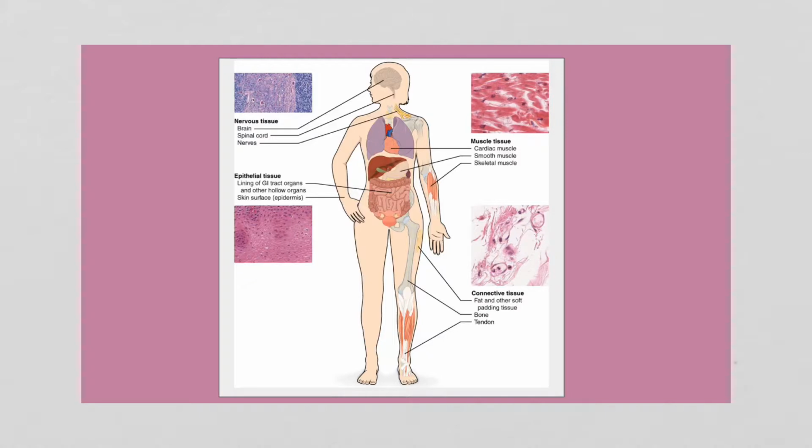Okay? So whenever we look at a slide or an illustration of an organ, just remember that the outermost layers are going to be epithelium. Typically, if we're looking at a hollow organ, the inner layer is also epithelium. And then the tissue between those two epithelial layers will be connective tissue that has both nervous and muscle tissue kind of embedded within it.